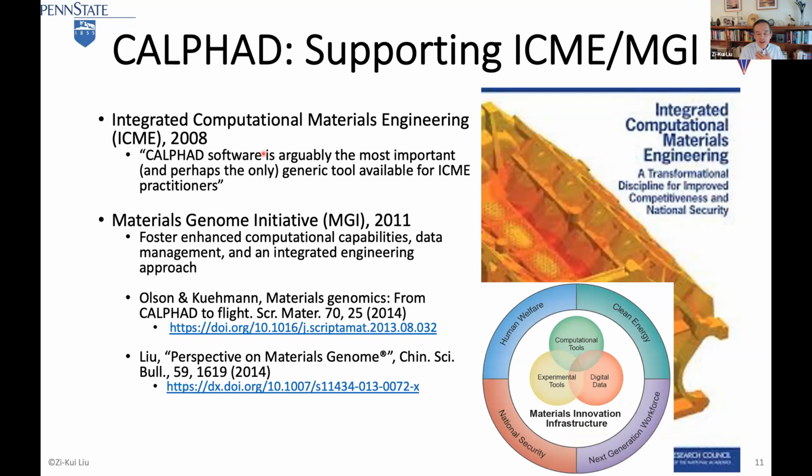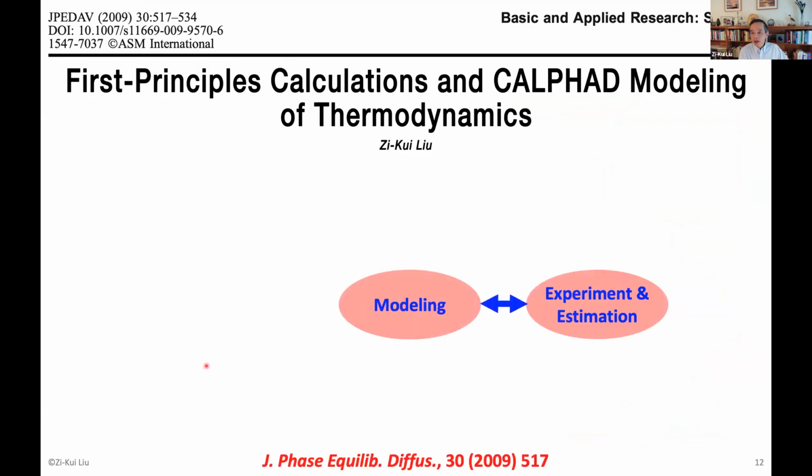And if you heard about the Materials Genome Initiative in 2011, there were many papers, including ones by Gregos and Charlie Kuhlman, and I wrote another paper on top of the Materials Genome Initiative about how CALPHAD is supporting that. Okay, so how do we do a CALPHAD model?